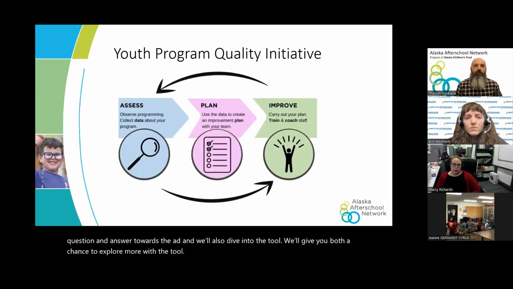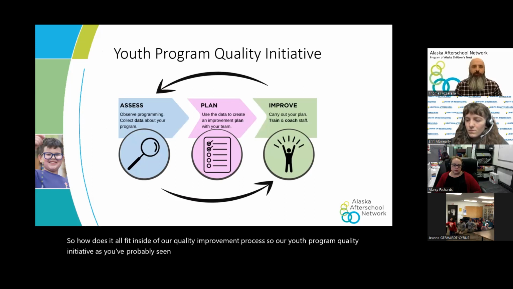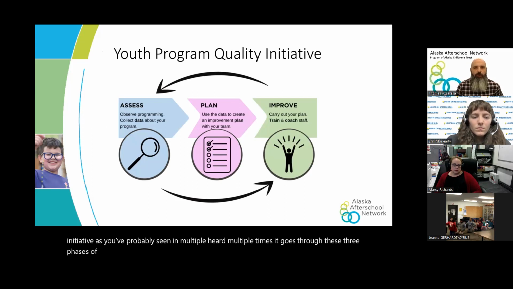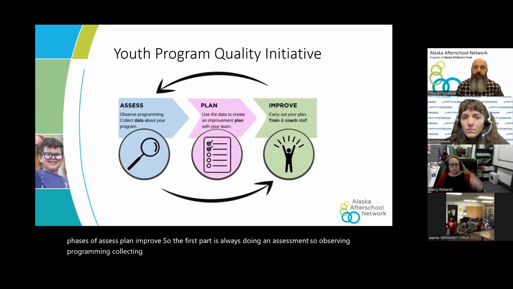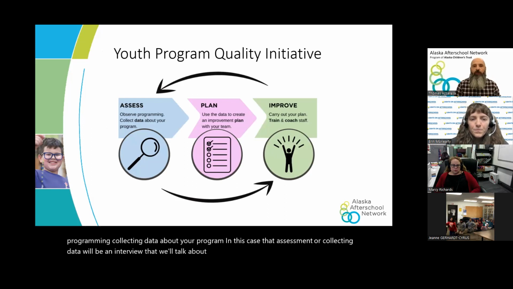So how does it all fit inside of our quality improvement process? So our youth program quality initiative, as you've probably seen and heard multiple times, goes through these three phases of assess, plan, improve. So the first part is always doing an assessment. So observing programming, collecting data about your program. In this case, that assessment or collecting data will be an interview that will talk about what that looks like to be able to assess data at the organizational level.